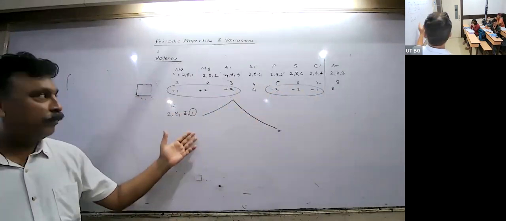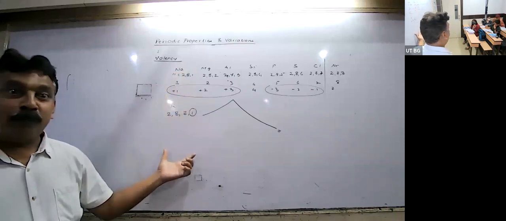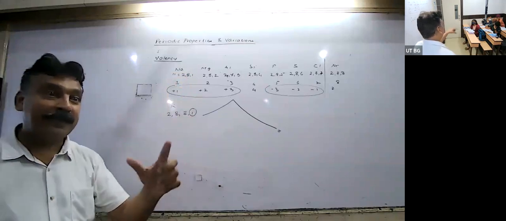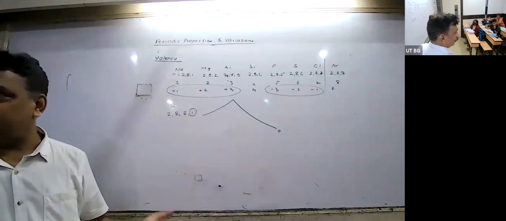Moseley has given this information that the elements which come in the same group will have the same valence electrons, and therefore they will have the same tendency to lose. Therefore, all of them are metals. Very simple.